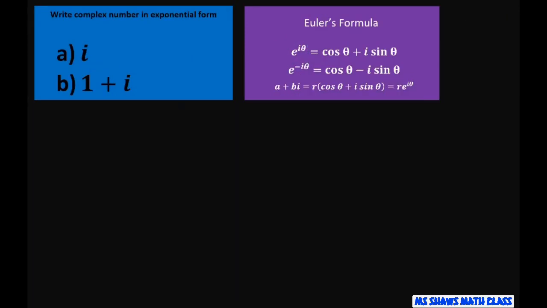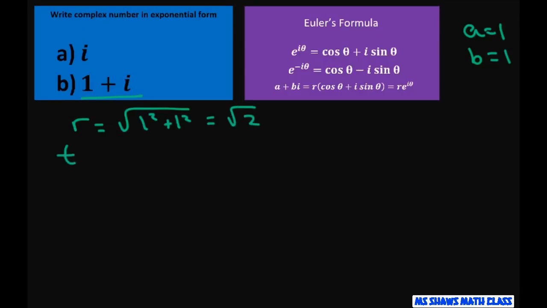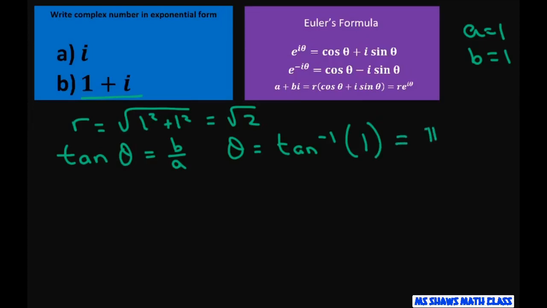Okay, very similarly, we have this one. So our a equals 1, and b equals 1. So r equals the square root of 1 plus 1, which equals square root of 2. Now our angle, tan theta, equals b over a, or your angle equals inverse tan of 1 divided by 1. And that's going to give you pi divided by 4, because this is in quadrant 1.